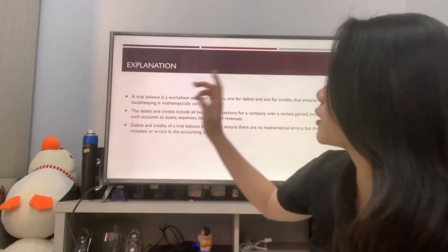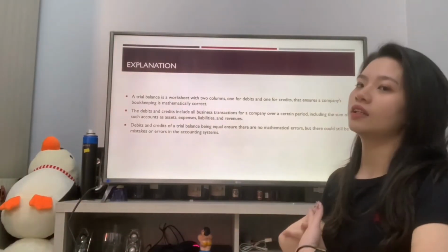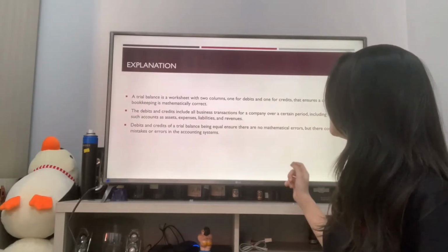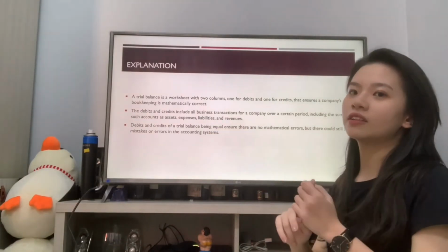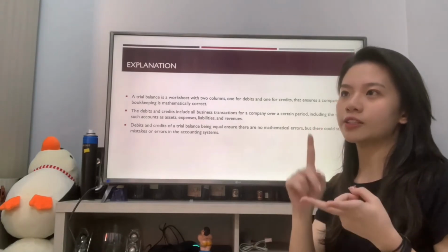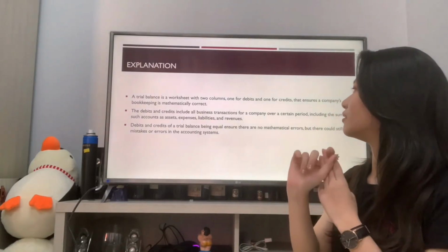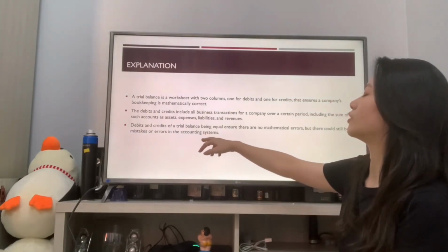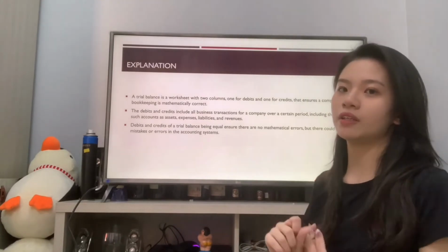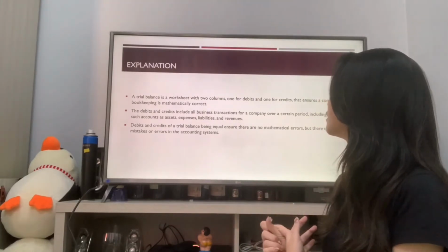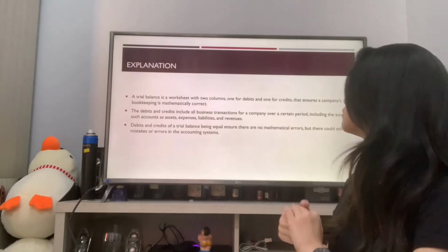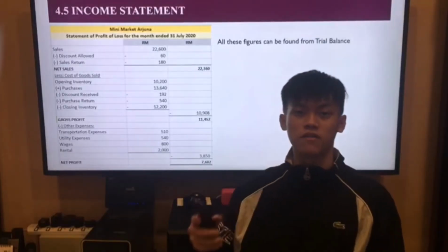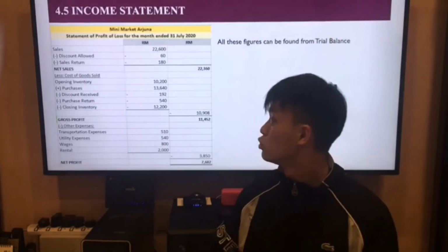And the explanation of the trial balance: it is a worksheet with 2 columns, debit and credit, and the debit and credit include all the revenue, expenses, liability, and asset. Debit and credit of a trial balance must be equal, otherwise there will be some mathematical mistake. The end. Thanks, Cafe, for introducing how to do the trial balance.